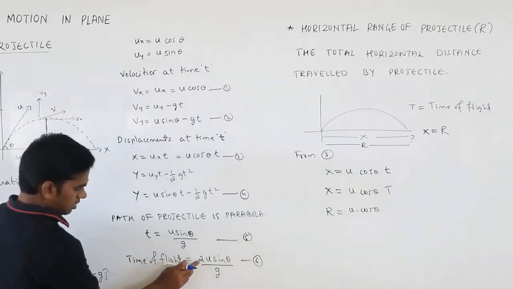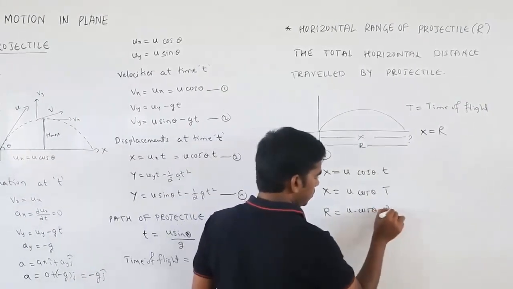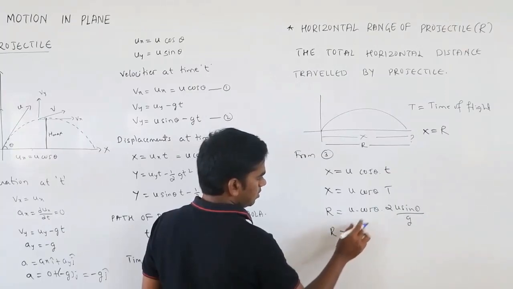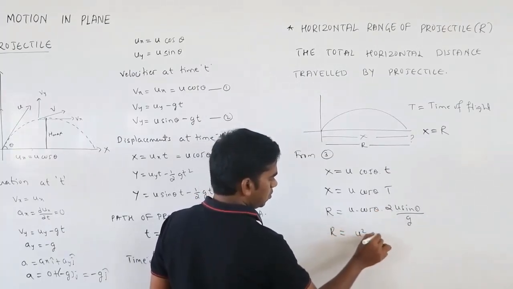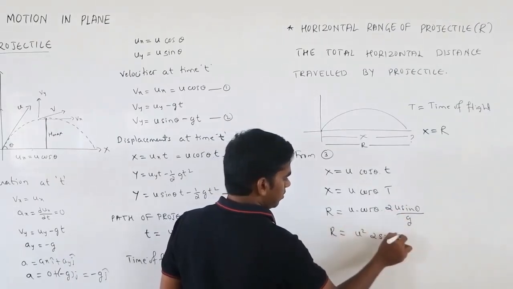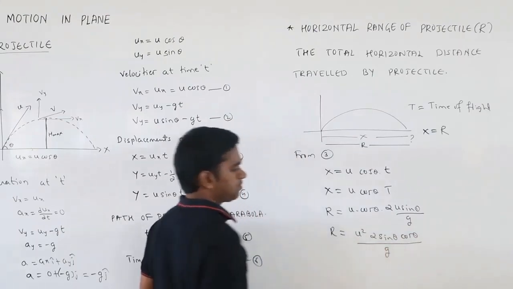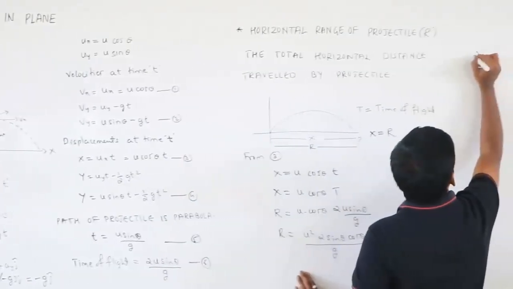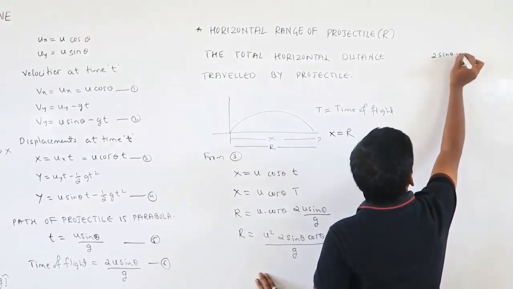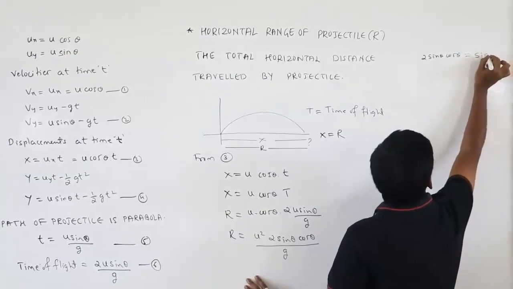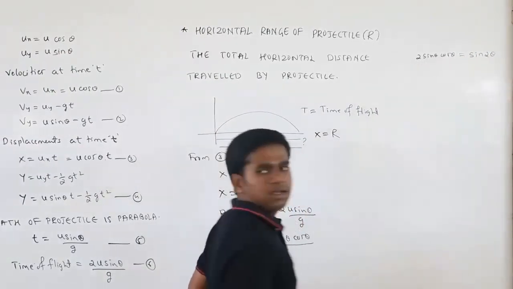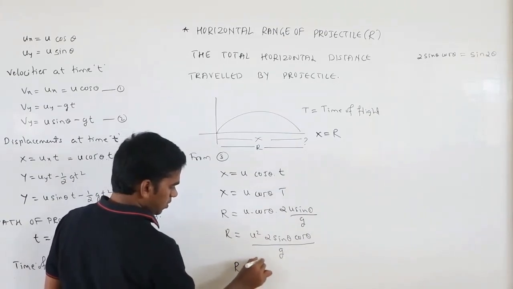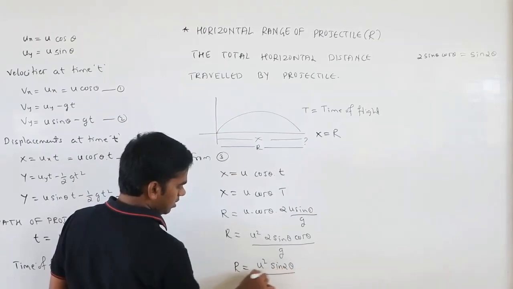T is 2u sin theta divided by g. So R equals u into u will become u square, 2 sin theta, I will write cos theta later, sin theta cos theta divided by g. From your trigonometry, we must have heard this one: 2 sin theta cos theta equals sin 2 theta. So similarly, 2 sin theta cos theta means sin 2 theta. So range equals u square sin 2 theta divided by g.